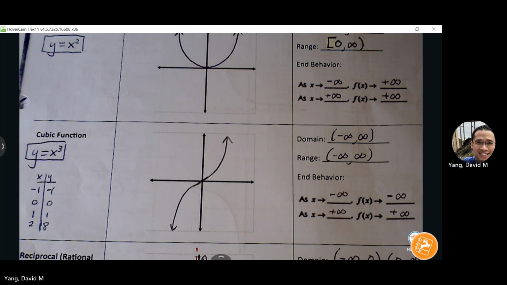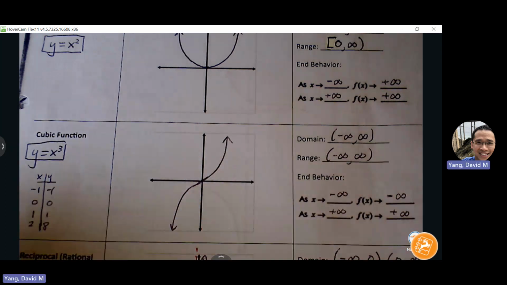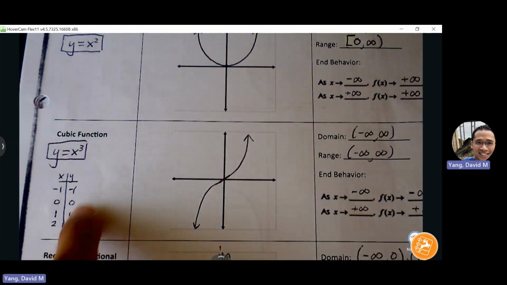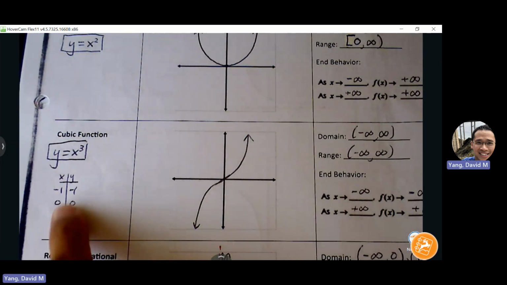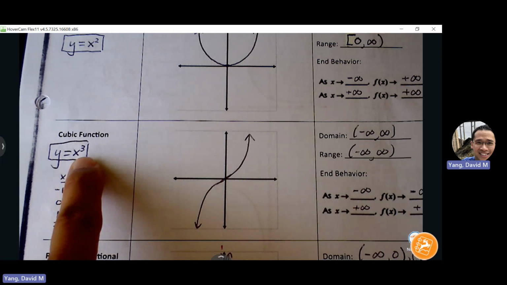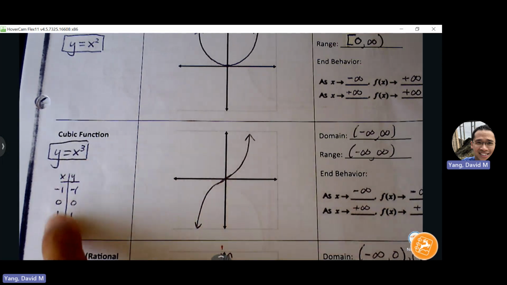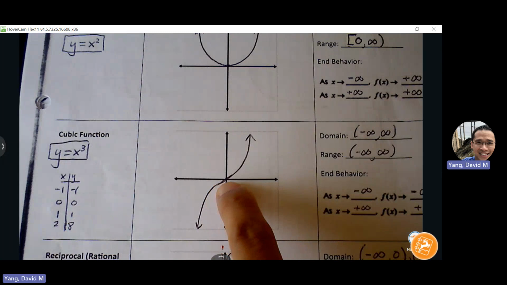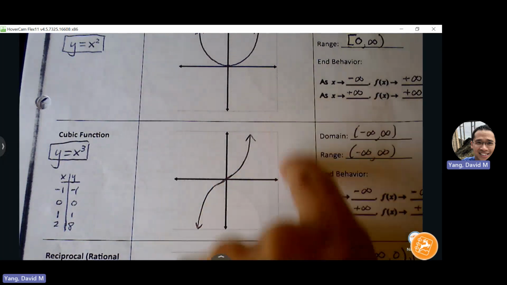And the easy way to find ordered pairs for y equals x cubed, you can just plug in ordered pairs around 0. So if I plug 0 in, I'll get 0, 0. If I plug -1 in, I'll get -1. If I plug 1 in, I'll get 1. And then those 3 points there kind of help guide your graph here.